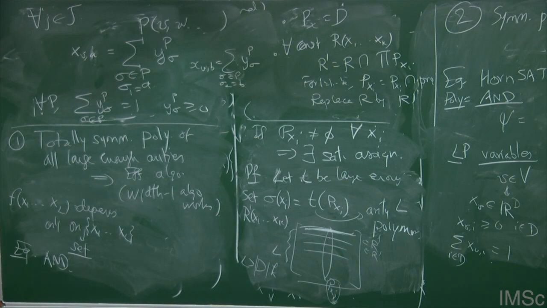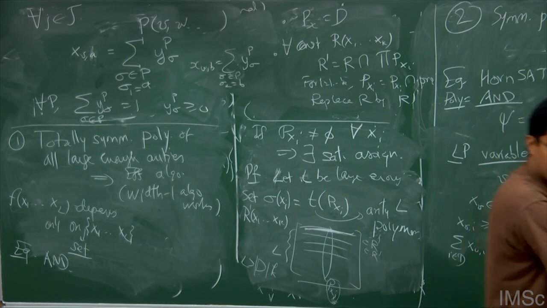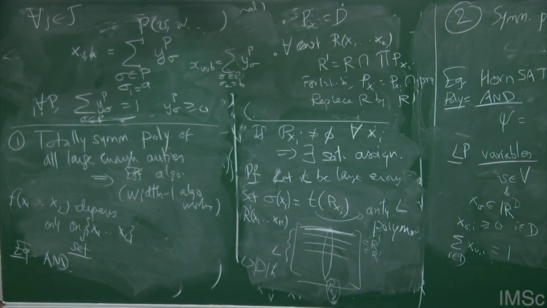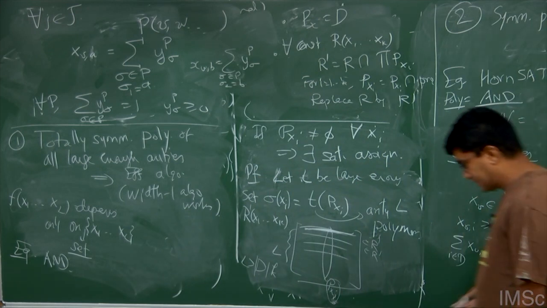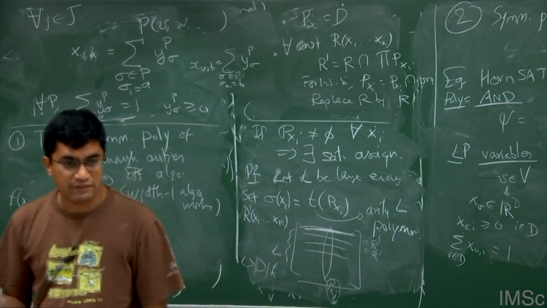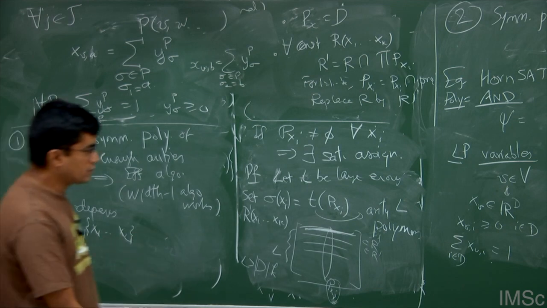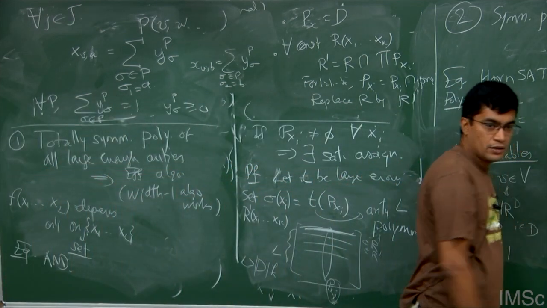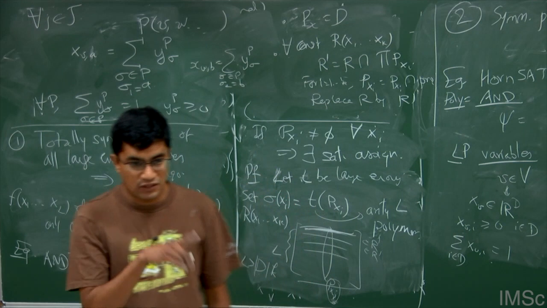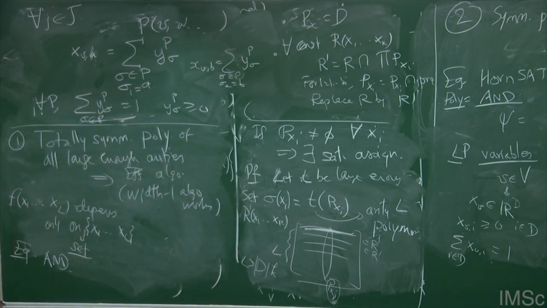This LP you can write for any CSP, and you will just check whether this LP is feasible or not. I won't even have an objective function. So basically, I am asking: is there a distribution on satisfying assignments to each constraint, which are all consistent at a single variable level? So I will just check this, and I can do this in polynomial time for any CSP.